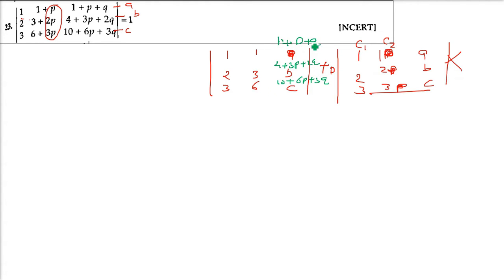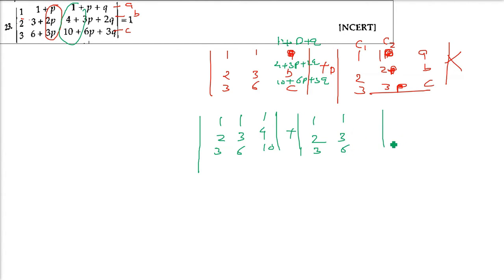The first column will remain intact. So there will be 3 matrices that we are going to add. 1, 2, 3, 1, 3, 6. First we'll do this, 1, 4, 10. Then plus 1, 2, 3, 1, 3, 6 will be there. Then we get 1, 2, 3, 1, 3, 6 will remain same. Okay, now we'll take the middle part, that is P, 3P and 6P. In the third one we get Q, 2Q and 3Q.